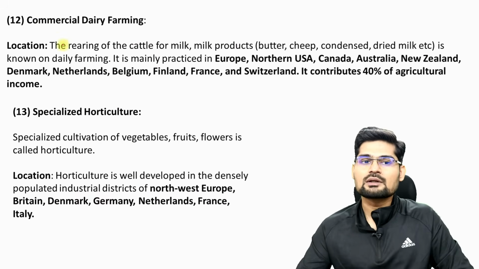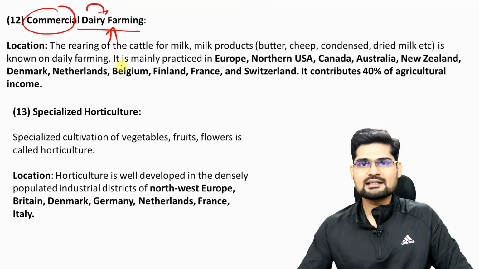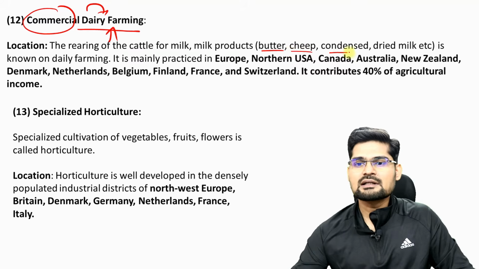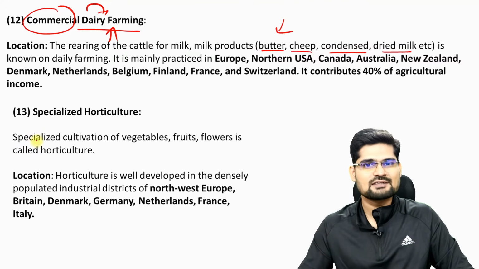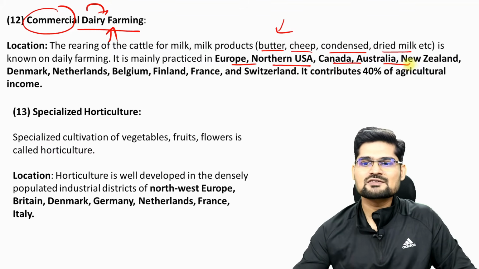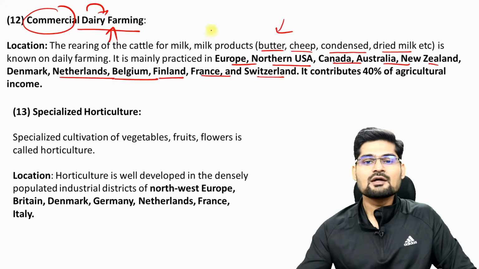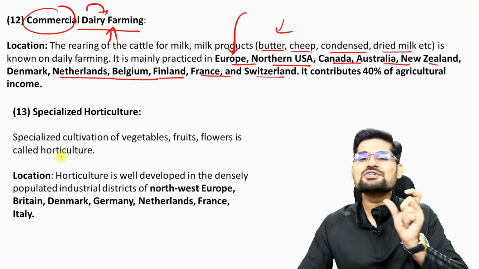Then comes the 12th one. Now it is commercial dairy. Only dairy basically is commercial here, which means what? Butter, then you have cheese, condensed, dried milk and all these milk and milk related products, the dairy products that we know are famous in these areas. So Europe, Northern USA, Canada, Australia, New Zealand, Denmark, Netherlands, Belgium, Finland, France, Switzerland, wherever you find chocolates are very famous, milk chocolates, remember, commercial dairy farming.